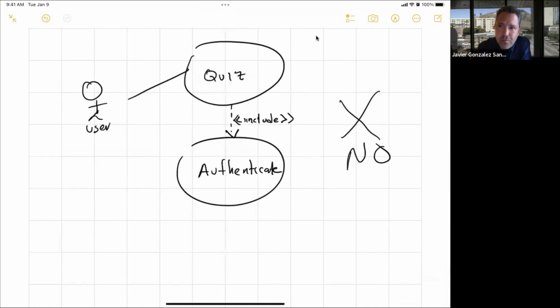Going back to my example with the car includes the engine. The car does not exist without the engine. Here, what I am representing there is the quiz does not exist. The quiz cannot happen unless I authenticate. Tell me, is that true in Canvas?